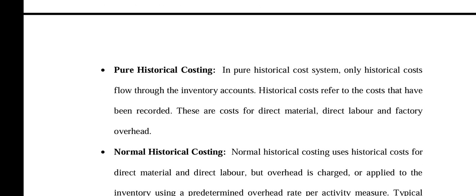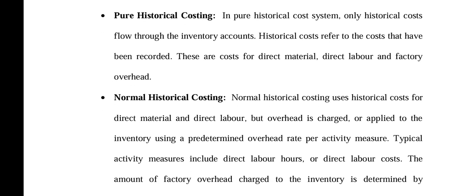When you talk about pure historical costing, you are referring to the past record that has happened in the past. So it's basically history, costing that has to do with history. So this is what the first alternative is. In pure historical cost system, only historical costs flow through the inventory account. Historical costs refer to the costs that have been recorded. So these are costs for direct material, direct labor, and factory overhead. Factory overhead is still referring to the factory expenses.